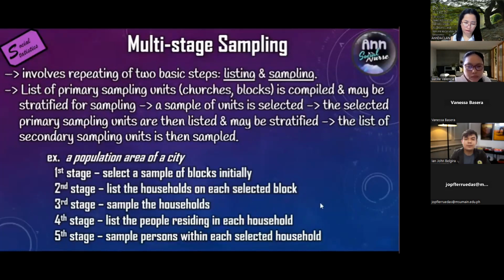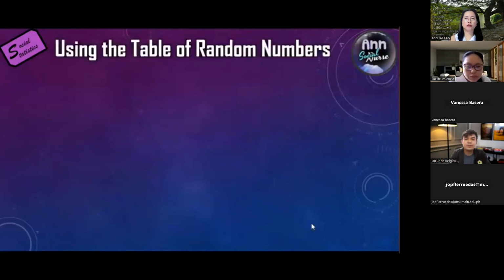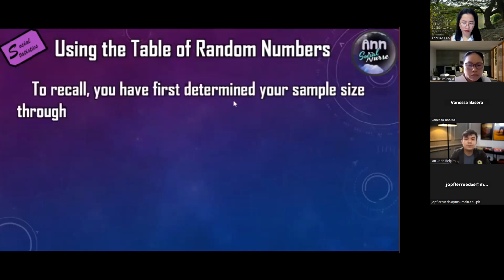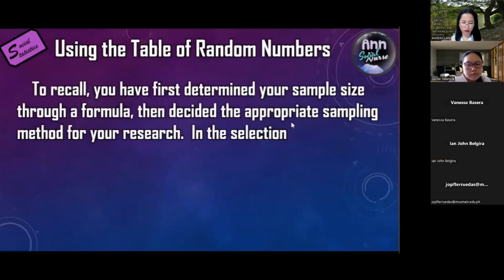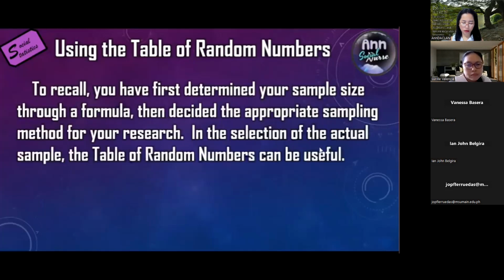Now, these different sampling methods that we have mentioned, simple random, stratified random, systematic, cluster, and multi-stage sampling, you can combine them depending on which may be appropriate to the study. Now, using the table of random numbers, to recall, you have first determined your sample size through a formula, then decided the appropriate sampling method for your research. In the selection of the actual sample, the table of random numbers can be useful.